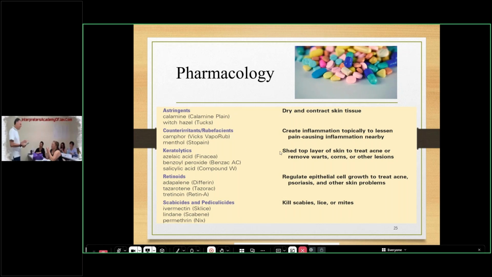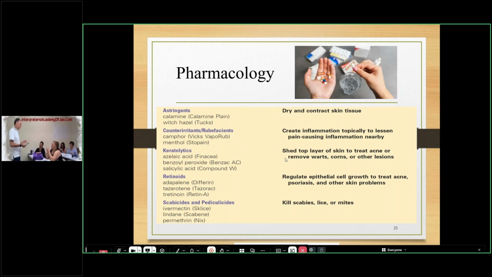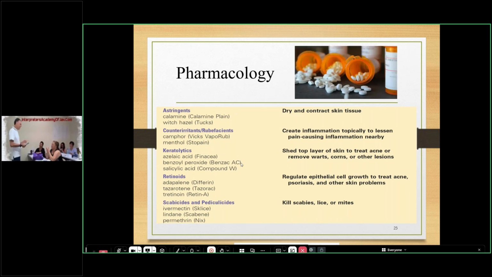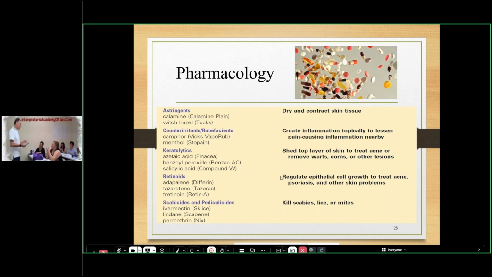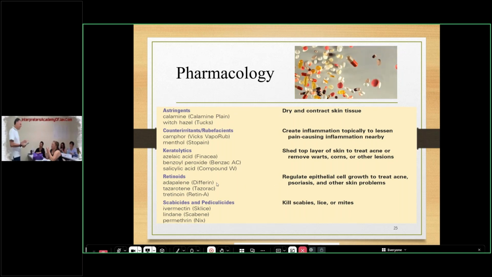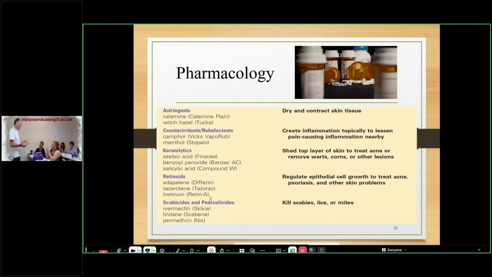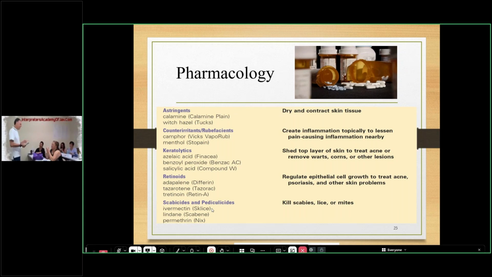Keratolytics shed the top layer of skin to treat acne or remove warts, corns, or other lesions. Example, azelaic acid, Finacea, benzoyl peroxide, Benzac AC, and salicylic acid, Compound W. Retinoids regulate epithelial cell growth to treat acne, psoriasis, and other skin problems. Example, adapalene, Differin, tazarotene, Tazorac, and tretinoin, Retin-A. Scabicides and pediculicides kill scabies, lice, or mites. Example, ivermectin, Sklice, lindane, Scabene, and permethrin, Nix.